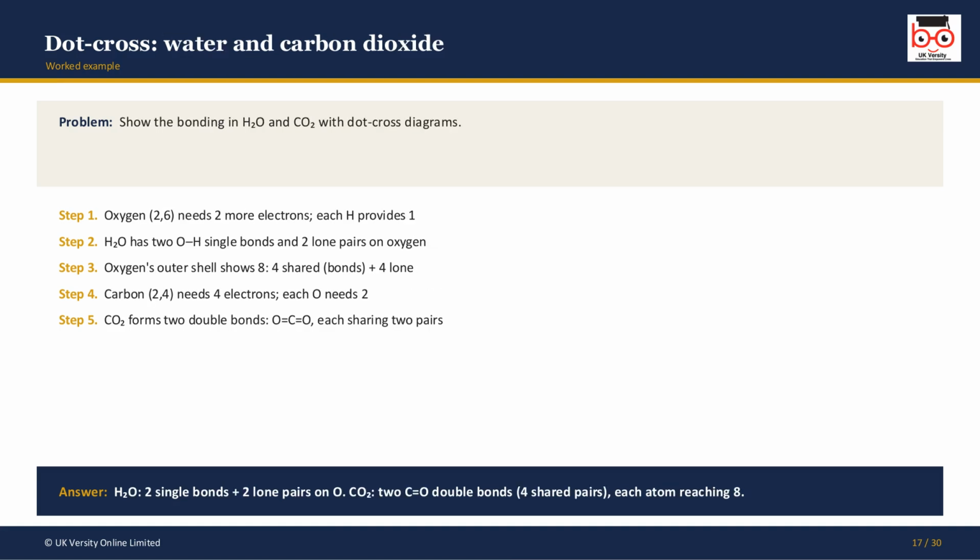Now water and carbon dioxide. Oxygen is 2,6, so it needs two more electrons, and each hydrogen provides one. Water, therefore, has two oxygen-hydrogen single bonds, plus two lone pairs left on the oxygen. Oxygen's outer shell shows 8, 4 shared in bonds, and 4 in lone pairs. Carbon dioxide is different. Carbon is 2,4, needing 4 electrons, and each oxygen needs 2. So carbon forms 2 double bonds, one to each oxygen, written O=C=O, with each atom reaching a full 8.